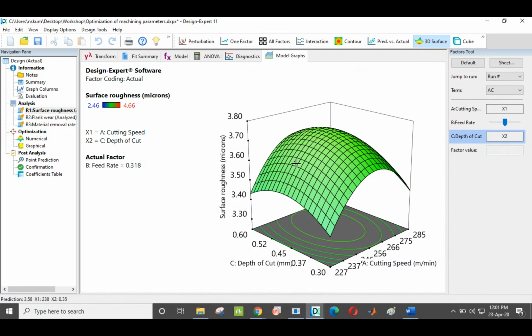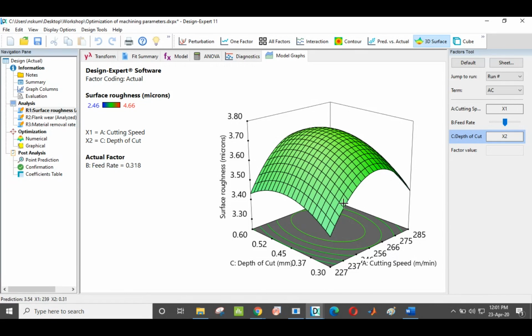So here you can see a perfect graph. It is a maximum condition. The maximum surface roughness occurs here at this point, that is at a cutting speed of 256. So this represents a min-max condition.